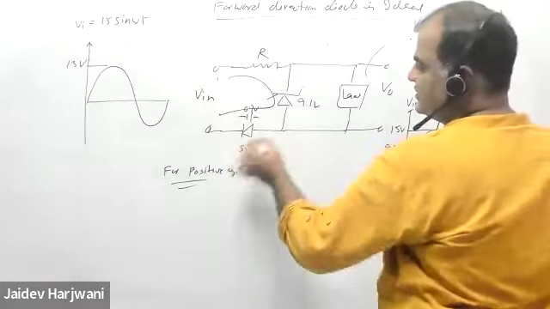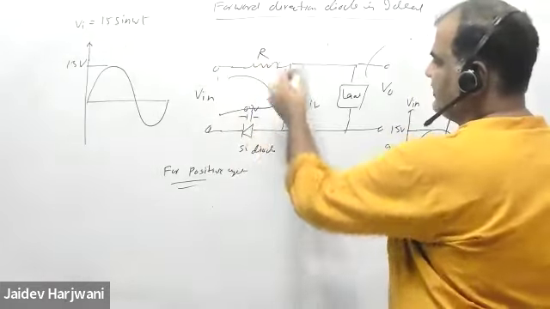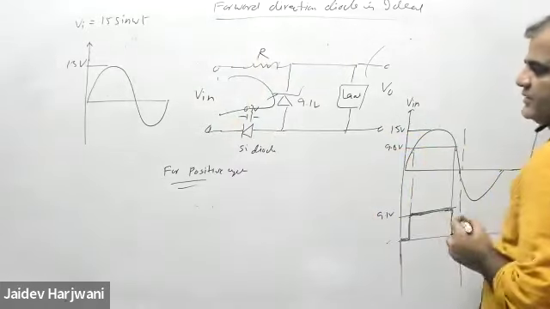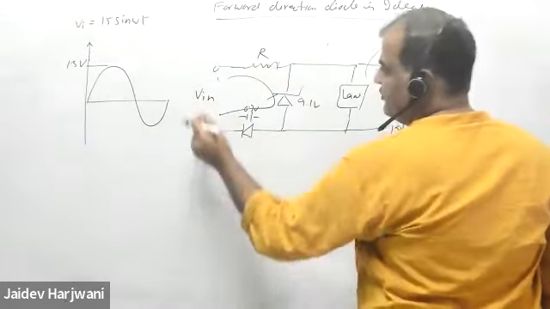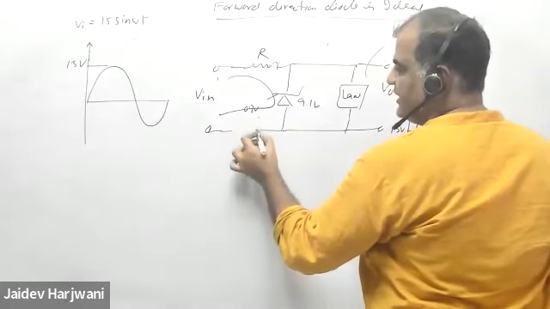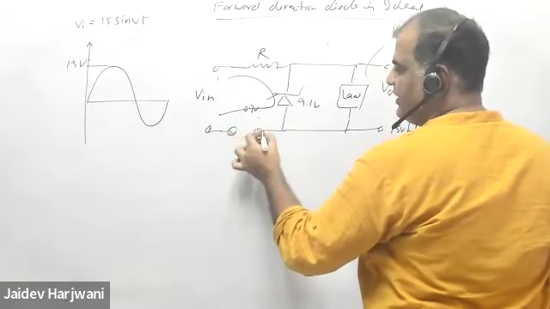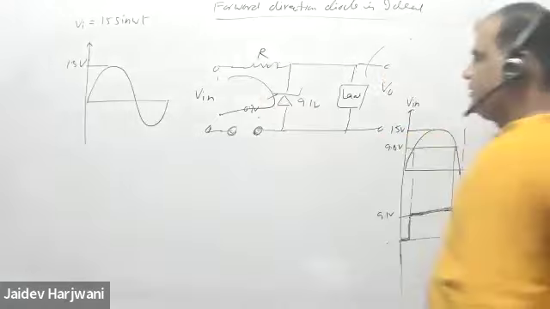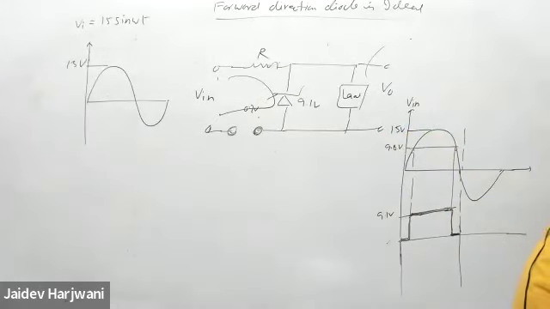Now in the reverse case, what will happen? You have to tell me what will happen. Reverse case. So what will happen when you apply reverse bias? This diode will become reverse biased, and this will become open from here. This will become open from here.